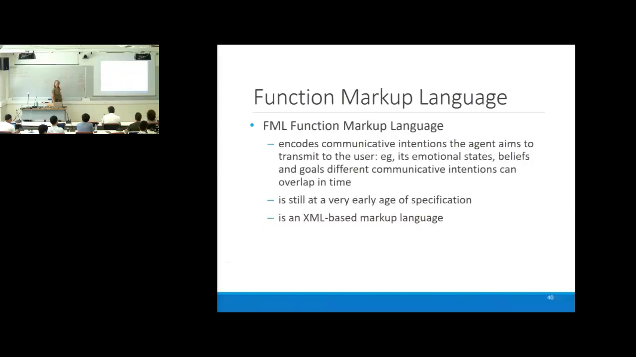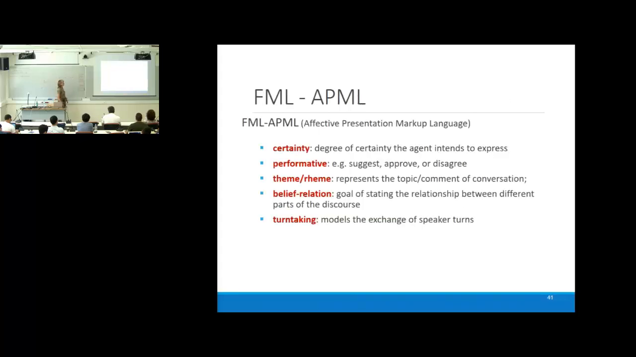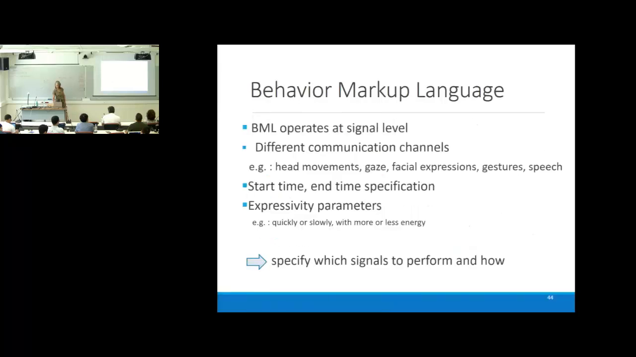As I said, the Function Markup Language encodes communicative intentions. For example, we describe the degree of certainty, different performatives, turn-taking, and all that. While the Behavior Markup Language works as a communication channel, where we describe head movement, gaze, facial expression, gesture, and speech. We can specify starting and ending times of the behaviors, as well as the expressivity of the behavior, because for a gesture, I can do it like that, or I can do it like that, or with a different speed, acceleration, energy, and all that.